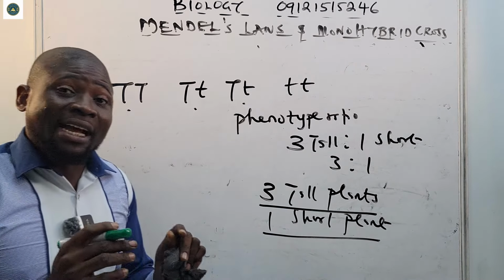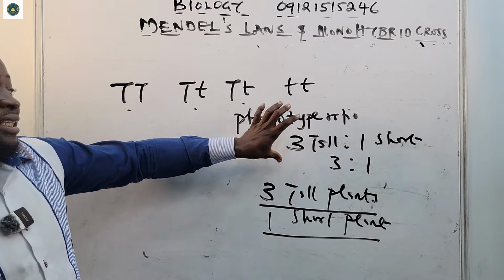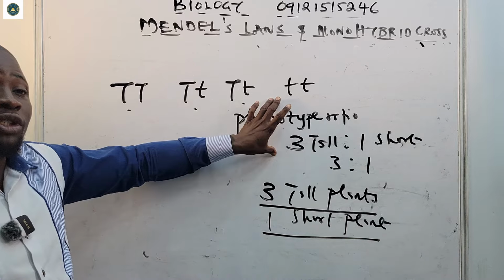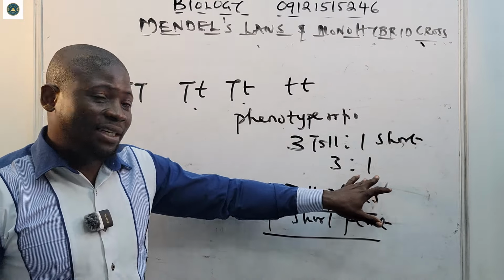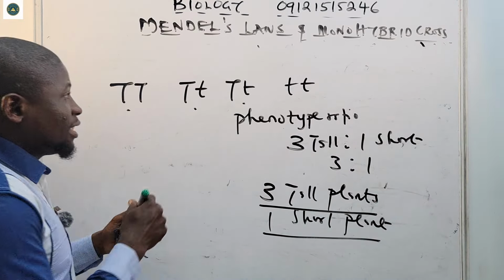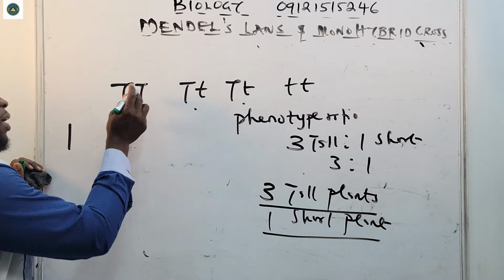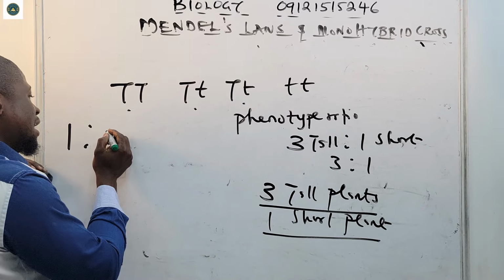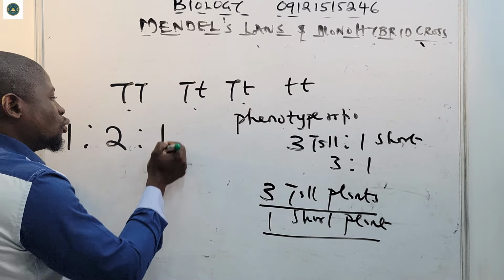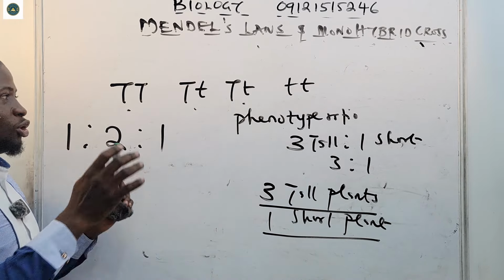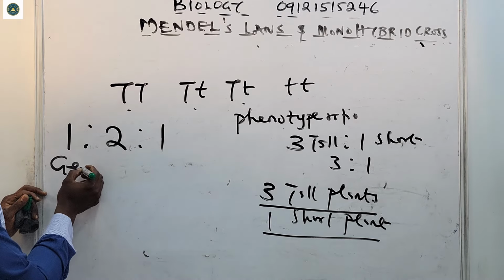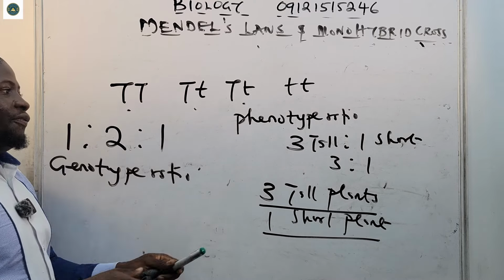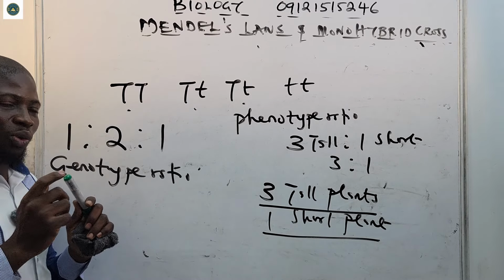This is a question you may be asked in the exam: at the end of a monohybrid cross, Mendel had what phenotypic ratio? It's 3 to 1, 3 tall, 1 short. But the genotype, what are we going to be seeing? I'm going to see 1 pure tall plant, 2 heterozygous tall plants, and 1 pure short plant. So this is the phenotype ratio, and this is the genotype ratio.